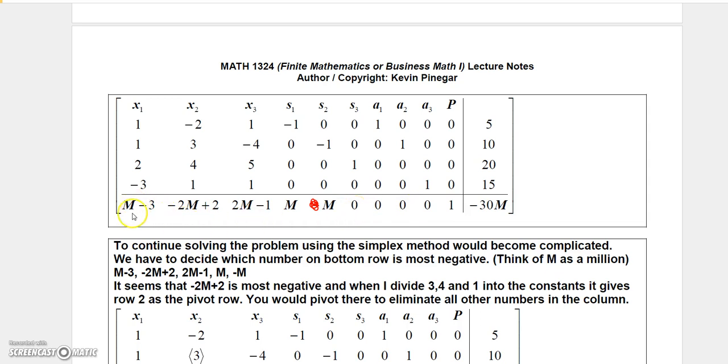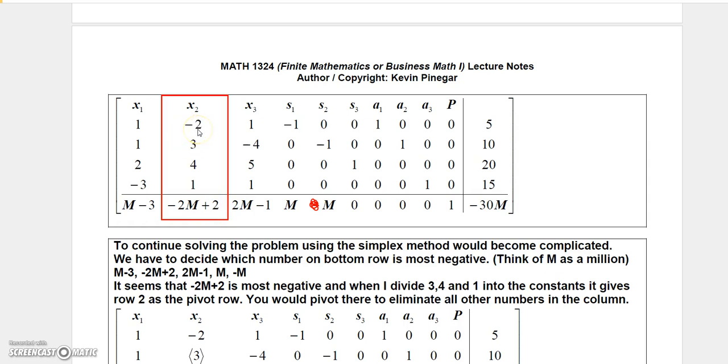So the simplex method, you have to think of, okay, remember I said think of m as a million. So a million minus 3, that would be a positive value. Minus 2 times a million plus 2, that would be a negative number. 2 times a million minus 1, that would be a positive number. And of course, these are just a million, so a million would be a million. So the only one of these that would actually be a negative number would be the minus 2m plus 2. So you would know you're going to pivot on that column because the minus 2m plus 2 is the most negative number. And then you have to determine your pivot row.